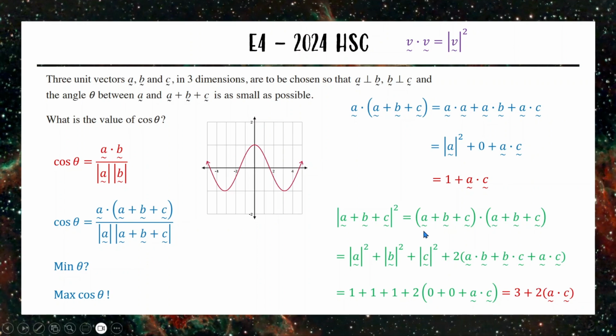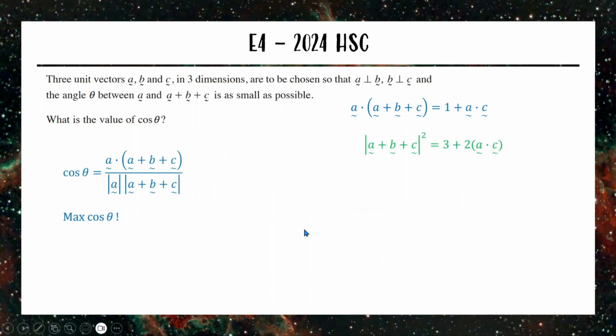Okay, so this is an expression for the magnitude of A plus B plus C, squared. So if we take the square root of this part in red, it's going to be our expression for the magnitude of A plus B plus C. So putting that all together now, the top, as we figured out, is 1 plus A dot C. On the bottom, we have the magnitude of A, which is 1, and the magnitude of A plus B plus C, which we figured out to be the square root of 3 plus 2 multiplied by the dot product of A and C.